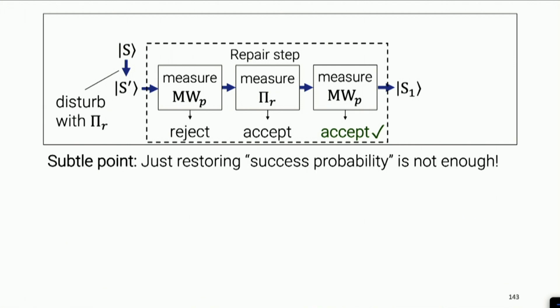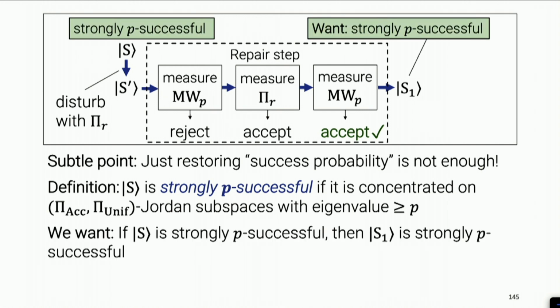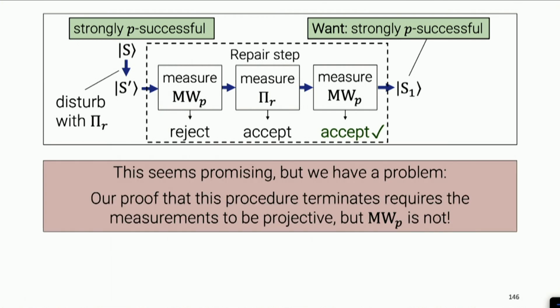Okay, so we were at this point where we were saying that our goal is to restore this invariant of being strongly p successful, right? Having your state be supported on the subspaces where your eigenvalue is high, at least p. And we had this problem where this MWP is not a projection.